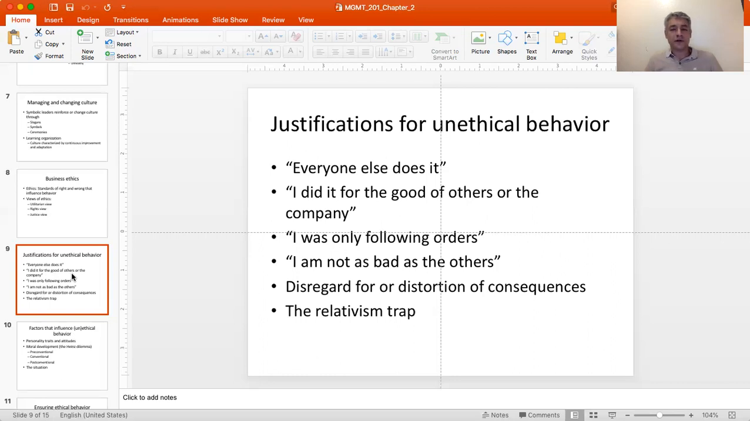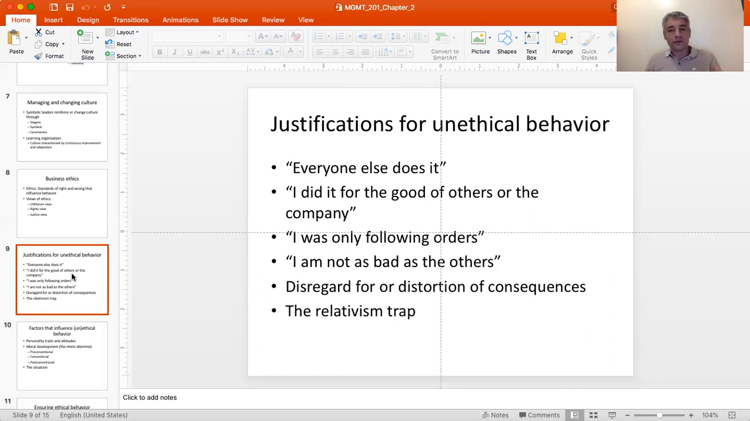We also justify by saying, I did it for the good of others or the company. So you sacrifice this little nugget of possible goodness for the larger good. Maybe you treated a certain employee badly, but you had some larger purpose behind it.